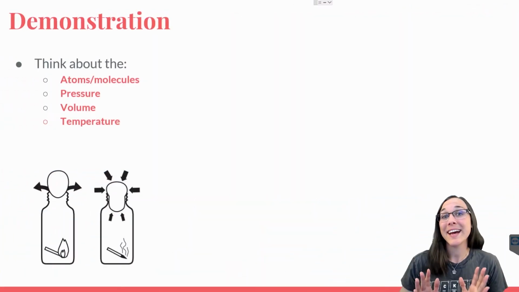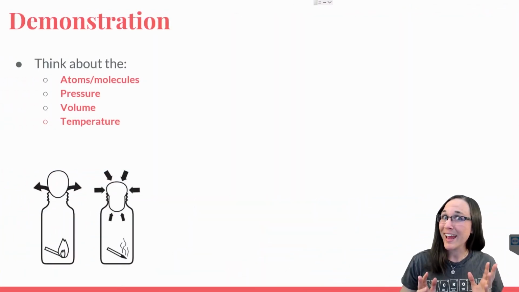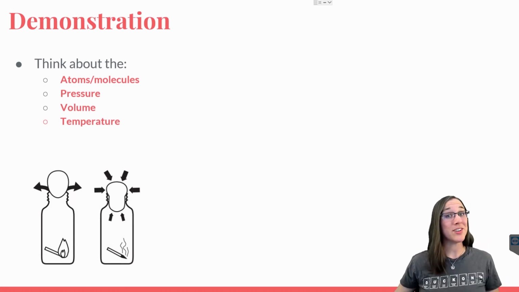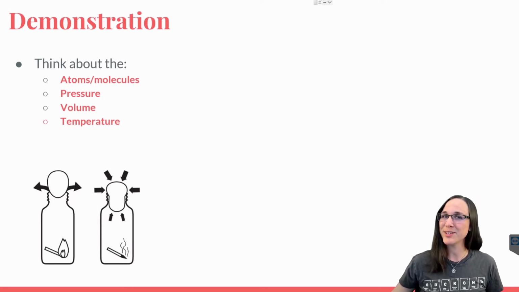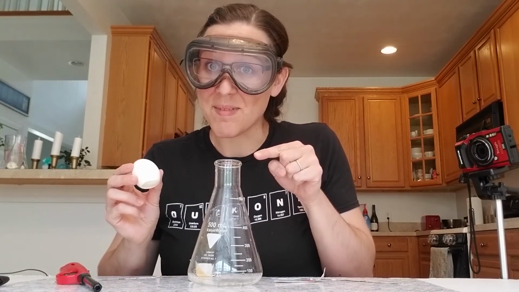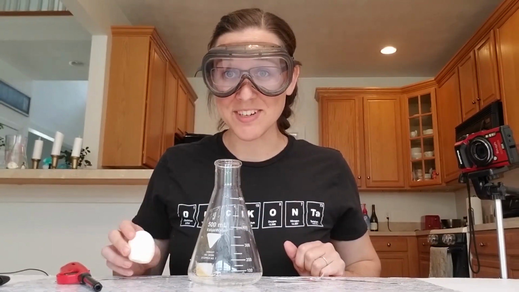Let's see the combined gas law in action by putting an egg in a bottle. While you watch the demonstration, think about the atoms and the molecules of gas, the pressure, the volume, and the temperature, and how these could all relate to the combined gas law. We're gonna get this egg in this Erlenmeyer flask using a little bit of chemistry.